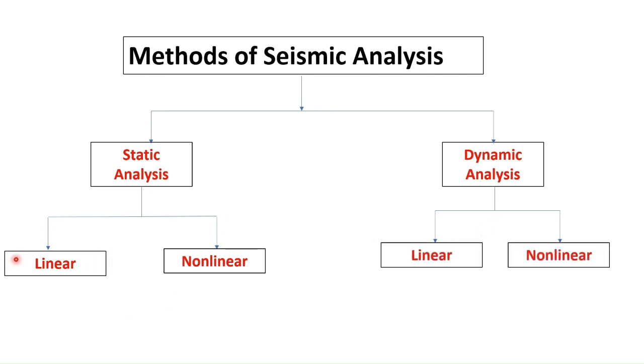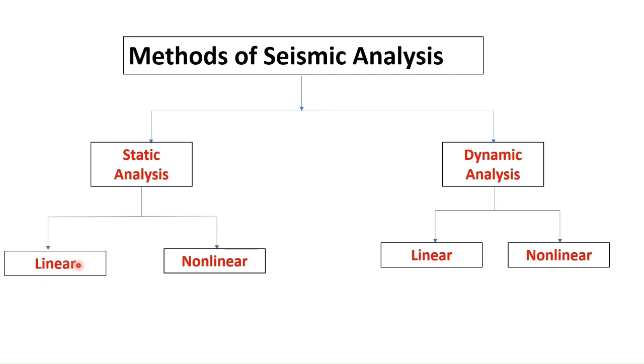The meaning of the linear method is that whatever properties of concrete we are considering in our structure are considered up to only the linear range. However, the concrete will have some strength beyond its linear range, in the non-linear range. So in the non-linear analysis we will consider the non-linear behavior of the concrete. However, in the linear analysis we will not consider the non-linear properties of the concrete.